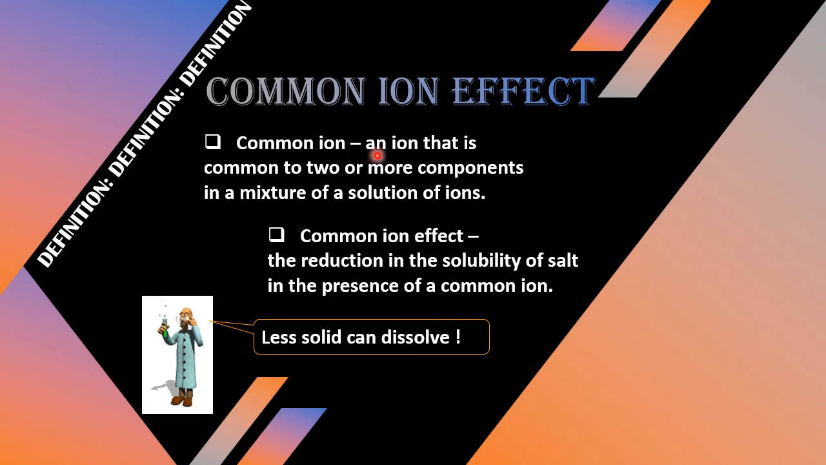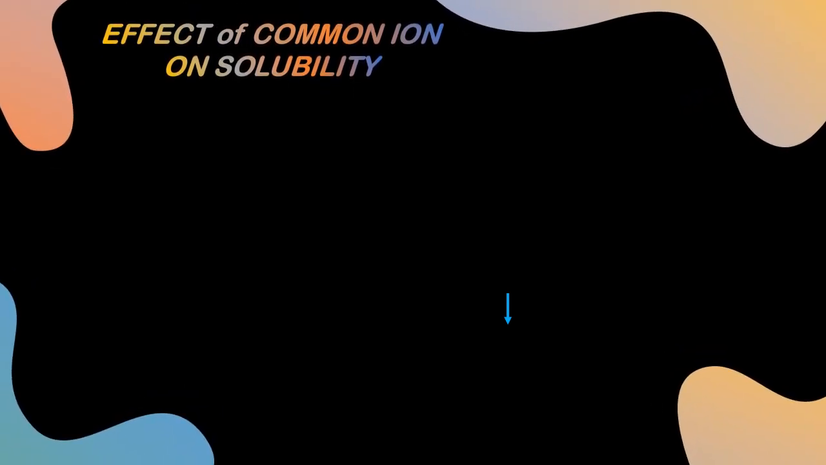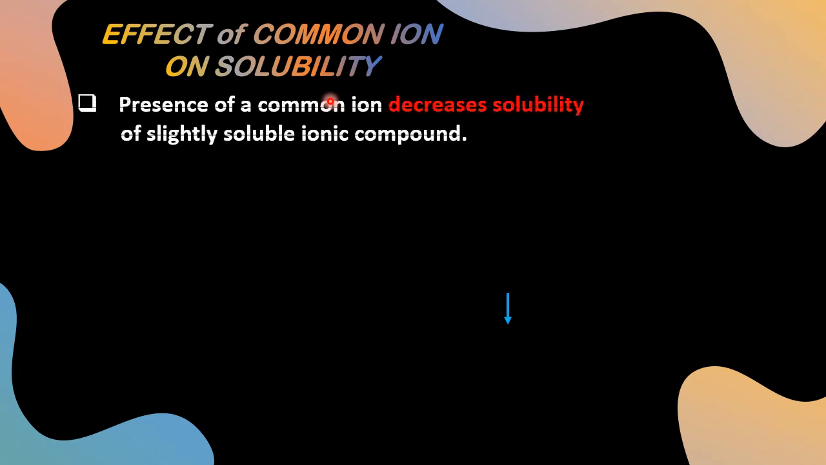So common ion is an ion that is common to two or more compounds in a mixture of a solution of ions. So this can reduce the solubility of salts in the presence of a common ion. So less solid can dissolve. Let's check what is the effect of common ion on solubility. The presence of a common ion will decrease the solubility of a slightly soluble ionic compound.